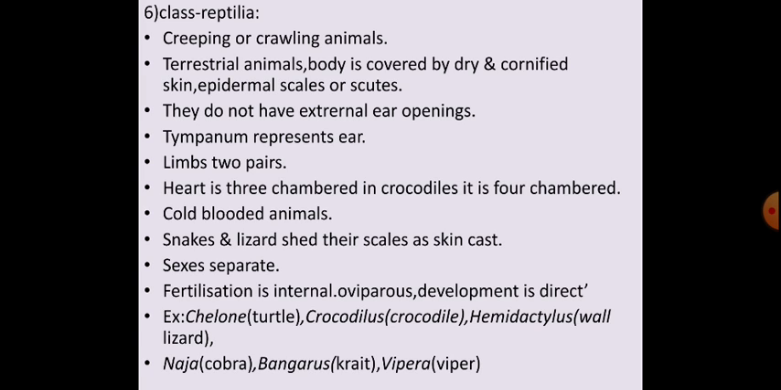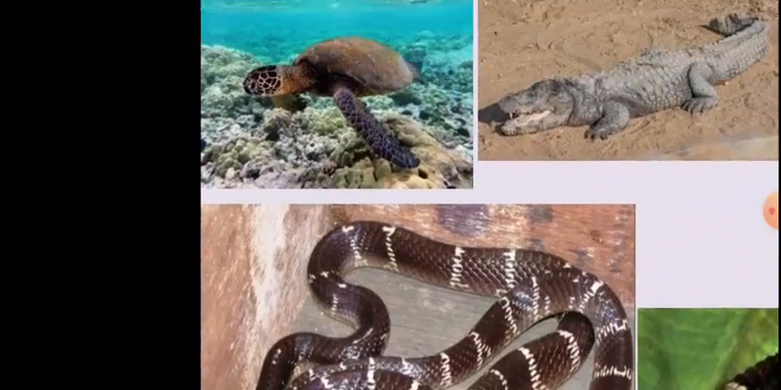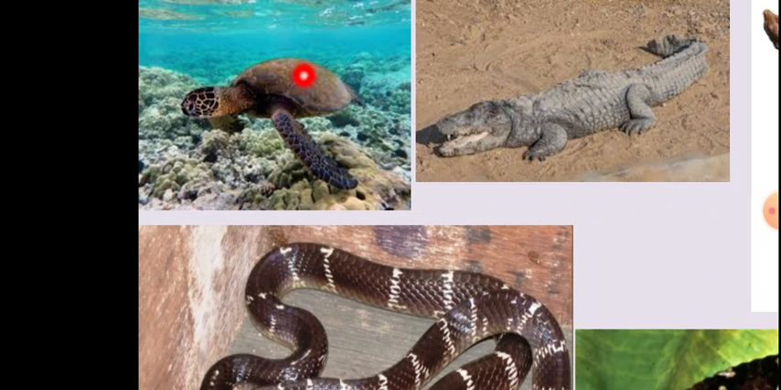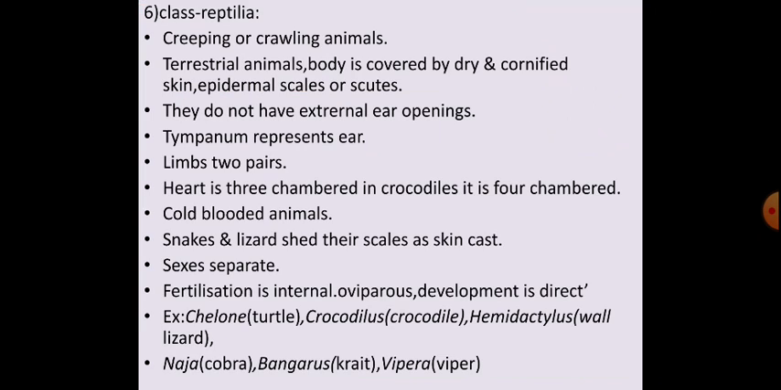You know what the skin of snakes or a tortoise looks like. This is a turtle, and this is the shell of the tortoise. They are hard, made up of scutes. The shell of a turtle and the skin of snakes are made up of scutes or scales. They do not have external ear openings. Snakes cannot hear, they have no ears.